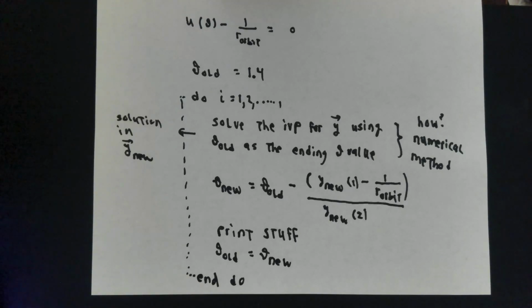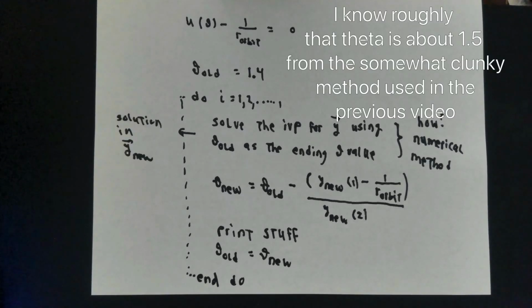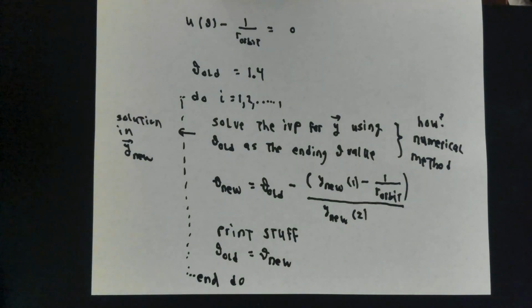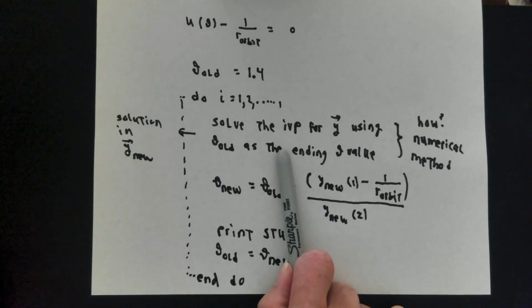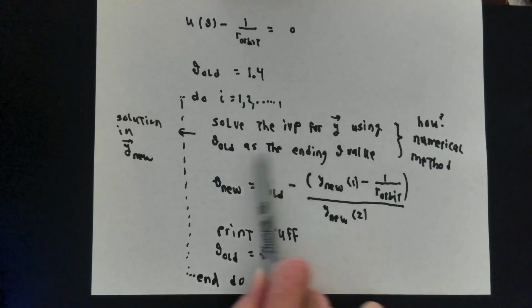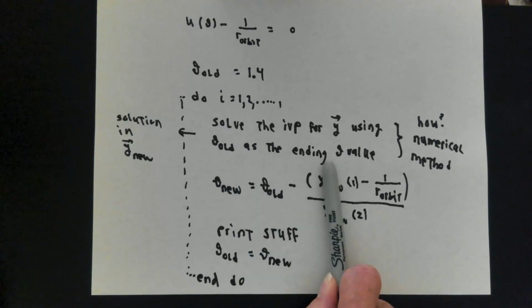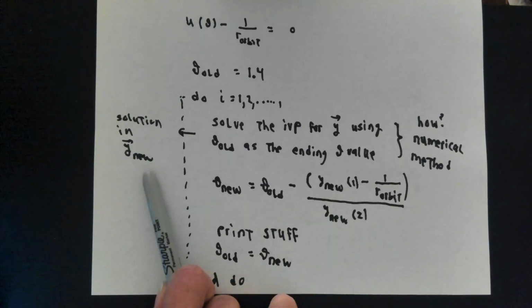So, making analogs, I want to solve u of theta minus 1 over the radius of Earth's orbit equals 0. I know that the answer is somewhere in the range of theta equals 1.5. So it's not an unreasonable estimate to make theta old equal to 1.4. Then I'm going to go around in a loop a number of times, and I'm going to solve the initial value problem for y using theta old as the ending theta value. I'm going to say that my answer comes back in a vector that I'll call y new.